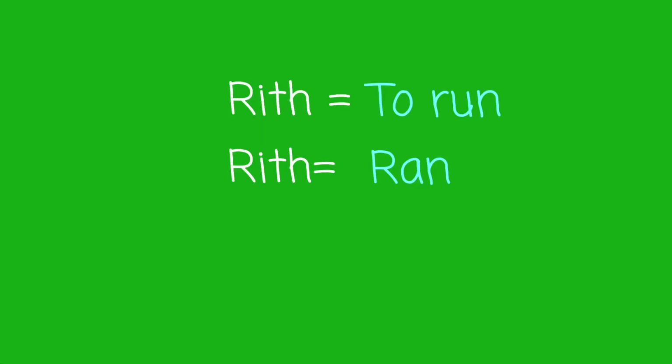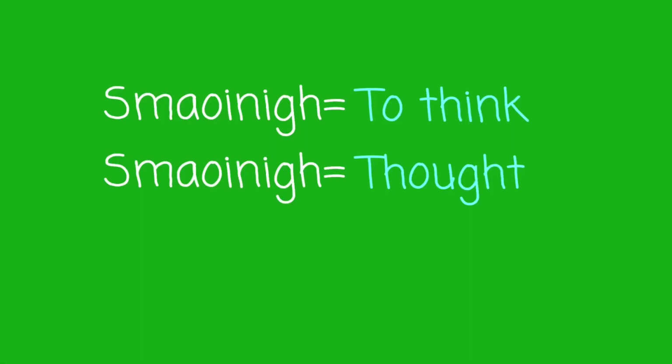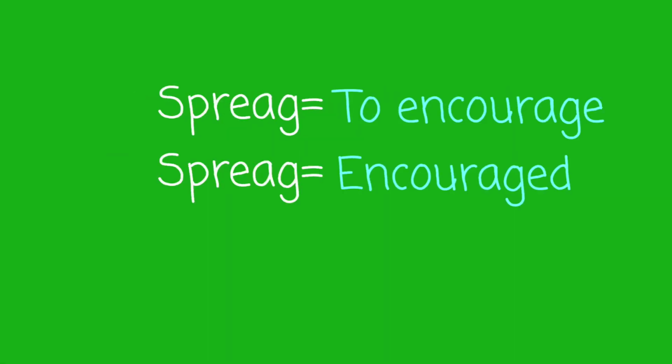Reeh is the verb for run. So past tense, it stays the same. Reeh, ran. A verb beginning with SC, scub, which means to brush, and brushed is scuab. Smwee-nee is the verb for to think. Sprag means to encourage. Encouraged is sprag.